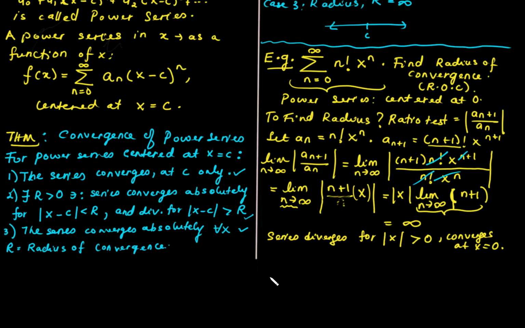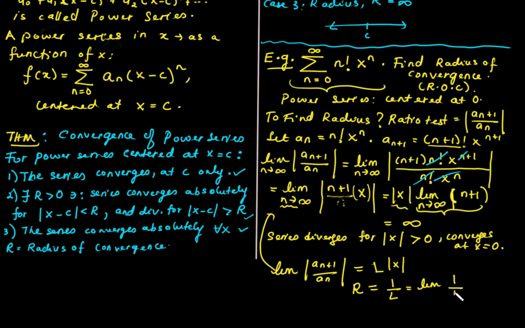Anytime you find a limit using the ratio test, a sub n plus 1 over a sub n, and you end up getting a limit L times the absolute value of x, which is pertaining to this particular example, we can just say that the radius is 1 over L. In this case, L goes to infinity, therefore your radius is 0, and that's how you get a radius of 0.